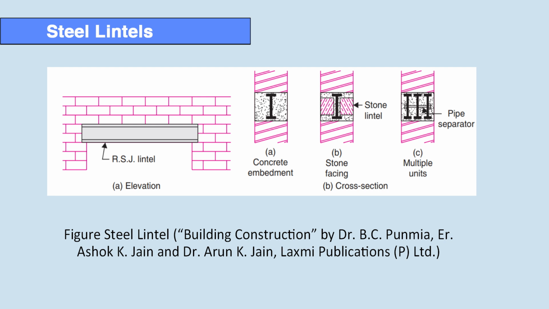Steel lintels are employed when the opening is large and the superimposed loads are heavy. Steel lintels consist of rolled steel joist or channel section, either used singly or in combination. When used singly, the steel joist is either embedded in concrete or clad with stone facing to match the width of the wall. When multiple units are placed side by side, they are held in position by tube separators.